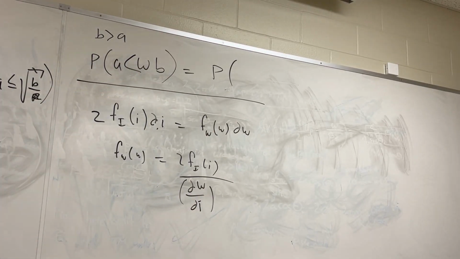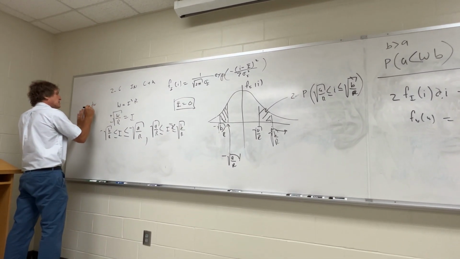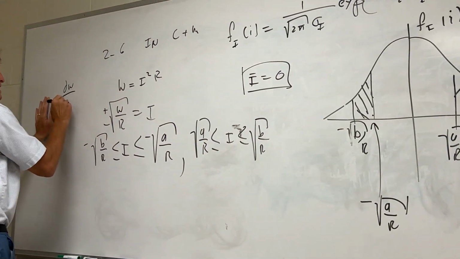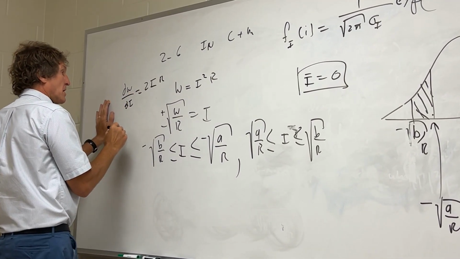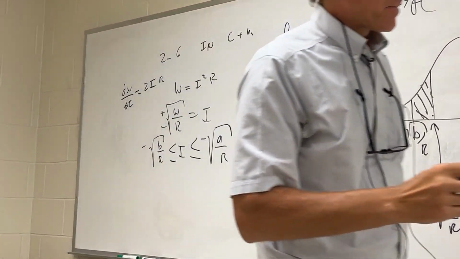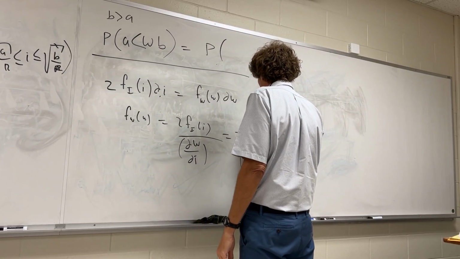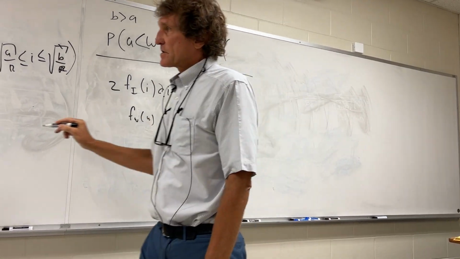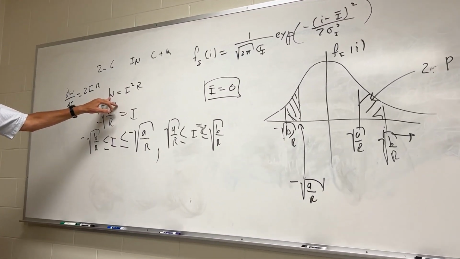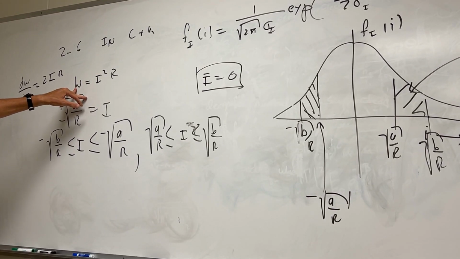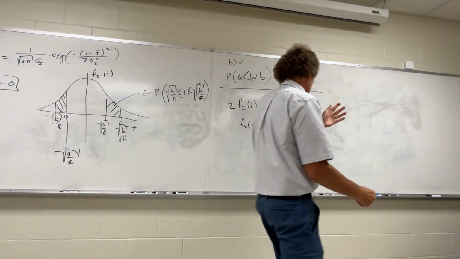Well, here I have this. So when I do dw/di right here, I get 2ir. And that means down here, I can say this is equal to 2 times f of I. But now I itself, I'm just going to put in the simple sense, I is equal to the square root of w, or the power, over r. And we're only taking the positive root because I've accounted for the other part here. Normally I'd have to do both here.